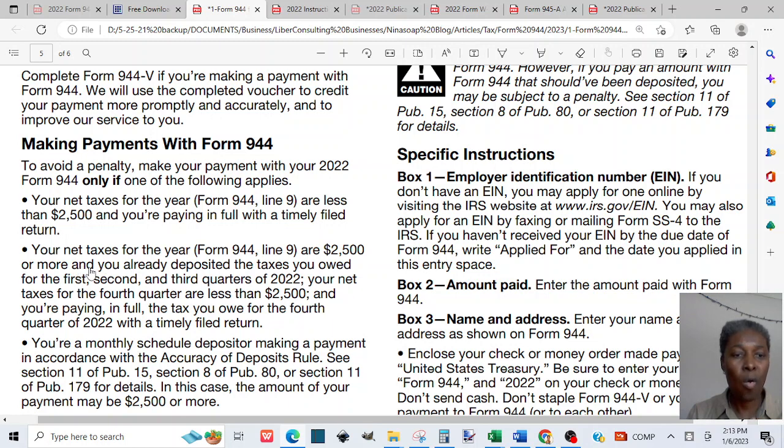So your net tax for the year from Form 944 line 9 is $2,500 or more, and you already deposited the taxes you owe for the first, second, and third quarters of 2022. Your net tax for the fourth quarter is less than $2,500 and you are paying in full the tax you owe on the fourth quarter of 2022 with a timely filed return.